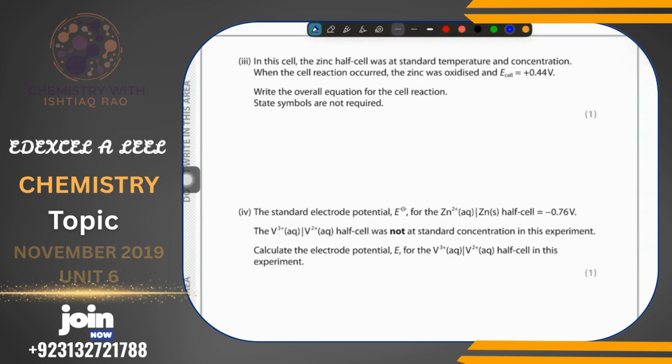In this cell, the zinc half cell was at standard temperature and concentration. When the cell reaction occurred, the zinc was oxidized and E of cell is 0.144 volts. Write the overall equation for the cell reaction. State symbols are not required. Zinc was oxidized. Okay, fine. Zn.